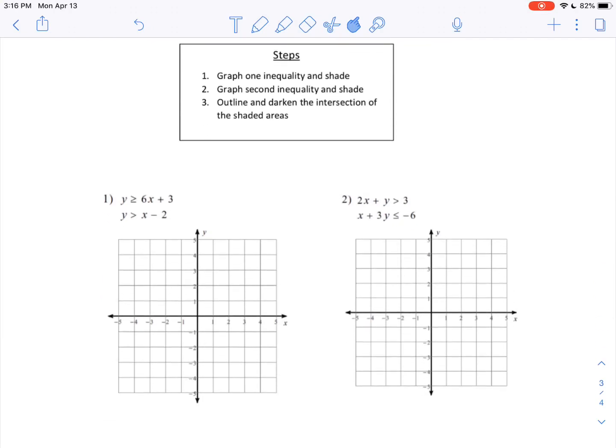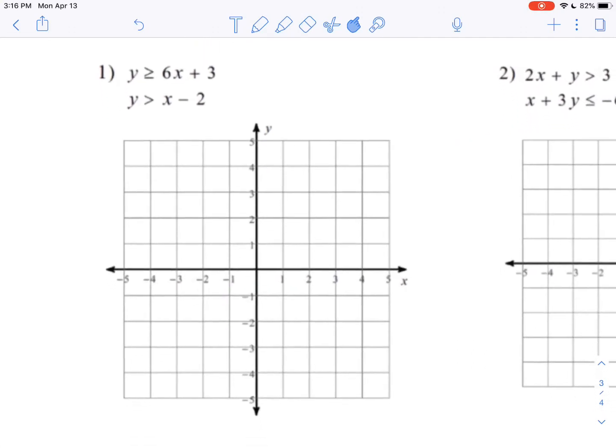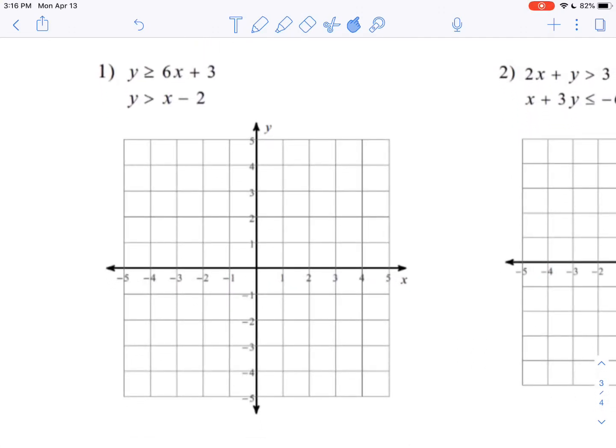Okay, so solving a system of linear inequalities is actually very simple. If you understand how to graph a linear inequality, then this will be a piece of cake for you. So what you need to do is make sure both of your equations are solved for y, and then you're just going to graph them, okay?